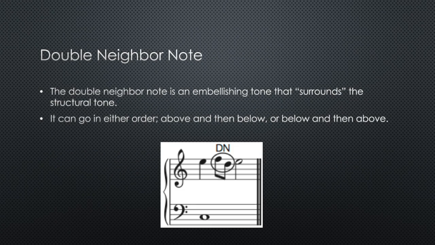So the double neighbor note is an embellishing tone that surrounds the structural tone, the tone that it's embellishing. It can go in either order. You can have above and then below, or you can have below and then above. So here you've got the same sort of example. We've got a C major chord, we've got the E in the right hand, and then we have a double neighbor note that goes up to F, down to D, and then back to E.